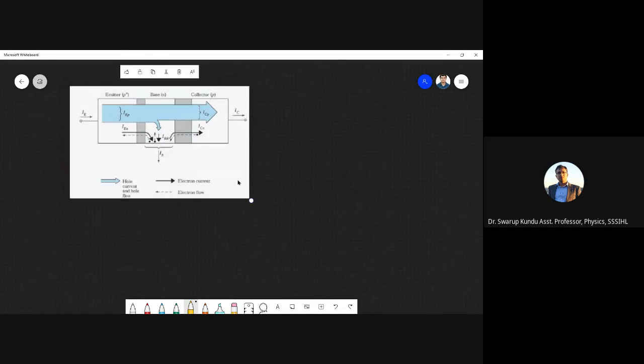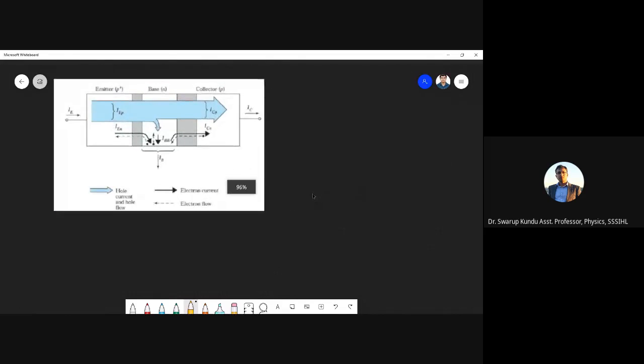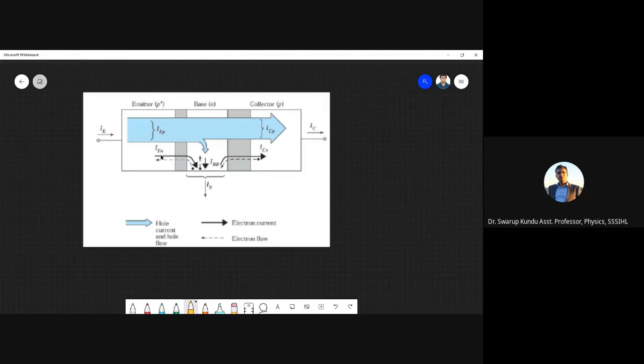So as you can see here in this schematic, we basically have different current components in a transistor. Whatever we are deriving here is for the transistor in the active region. Active region in the sense the emitter-base junction is forward biased and the base-collector junction is reverse biased, right? So how do the current or the carriers flow here?